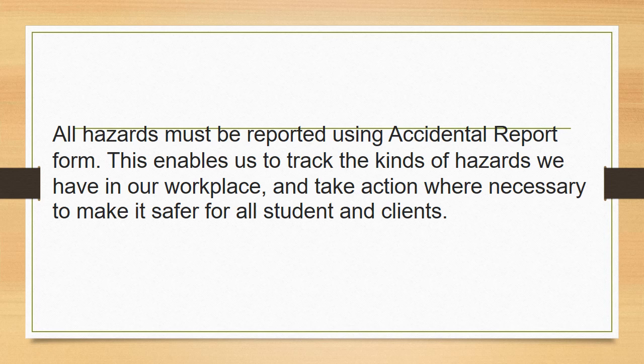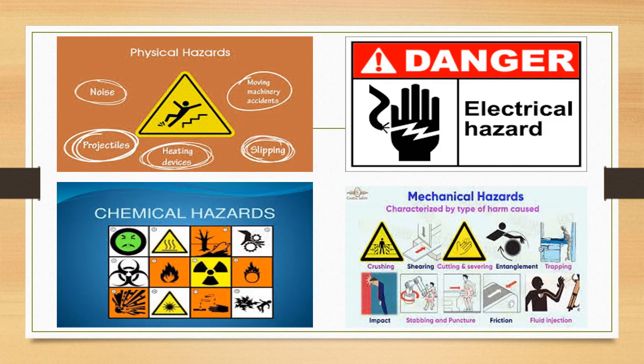All hazards must be reported using an accident report form. This enables us to track the kinds of hazards we have in our workplace and take action where necessary to make it safer for all students and clients. We have these kinds of hazards. We have physical hazards, some of which are noise, projectiles, heating devices, moving machinery accidents, or slipping. Then we have electrical hazards. You may be electrocuted, so that's an example of an electrical hazard.